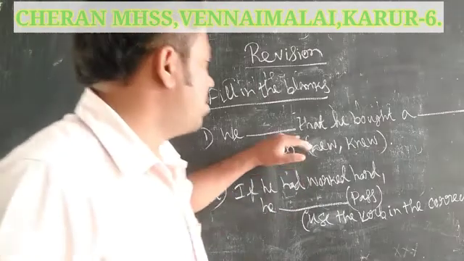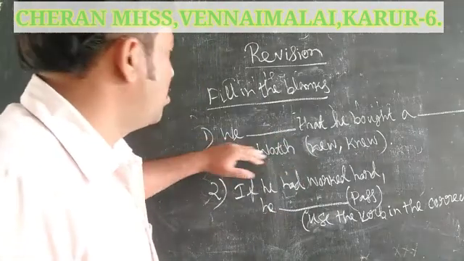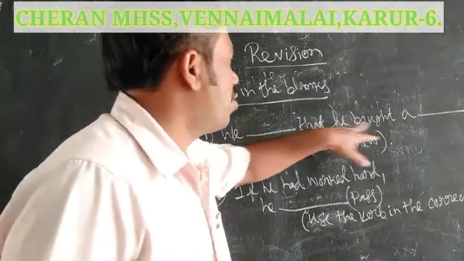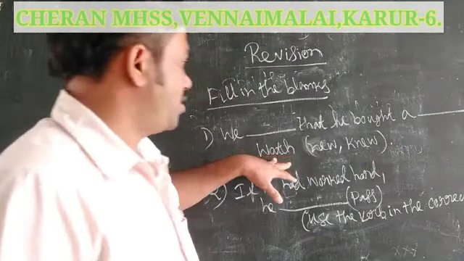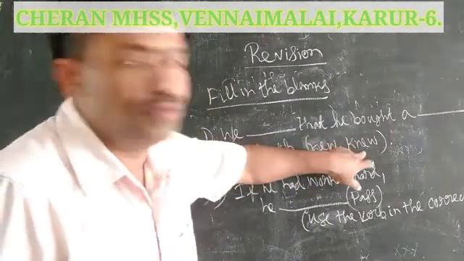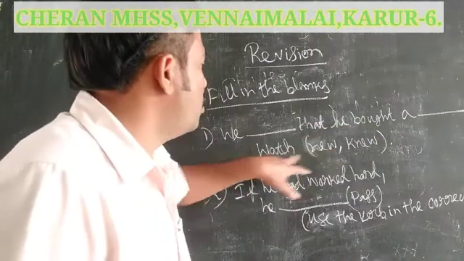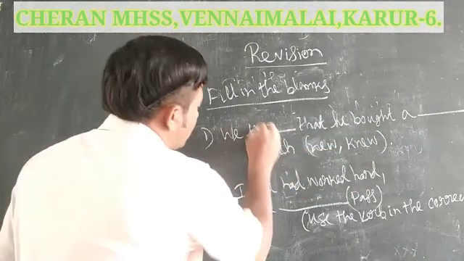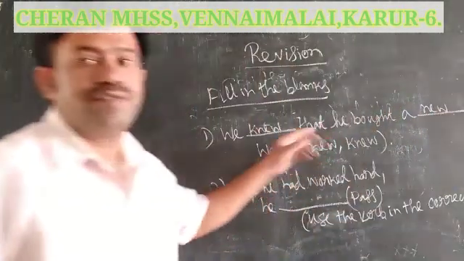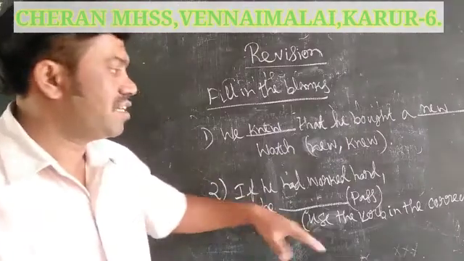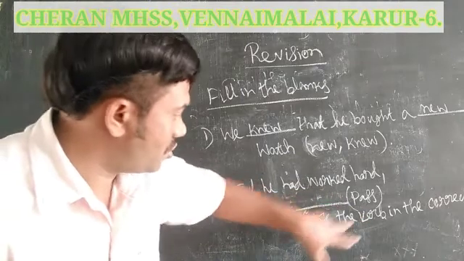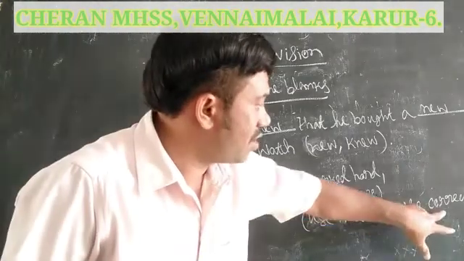Then in the fill in the blanks we have questions like this. Homophones. "We dash that he bought a dash watch." Homophones happen. What should be written? We knew that he bought a new watch. Like this, homophones will be asked. Next question would be tense form. "If he had worked hard, he dash pass." Use the verb in the correct form.